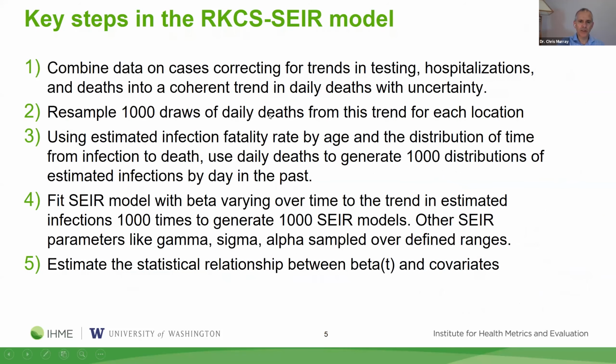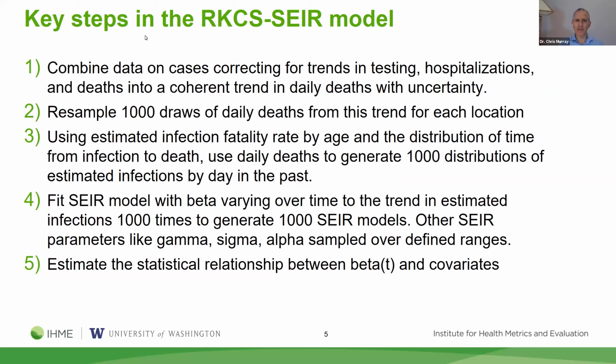So just to recap the steps that go into our modeling framework, we first take all the data on cases. We correct the trend in cases for the trend in testing. If you don't do that in places that are scaling up testing, you get an exaggerated trend up in cases. We use hospitalizations if countries or localities report hospitalizations and deaths to come up with a coherent time trend. We fit that, we resample that to get uncertainty in that.